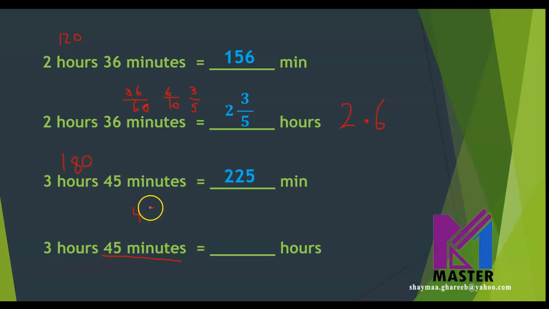What fraction of the hour is it? What do you think? If we divide it by 15 up and down, we will get 3/4 at the end. 3 over 4 as simplest form. So it will be 3 and 3 quarters, or if I want to write it as a decimal number, it will be 3.75.